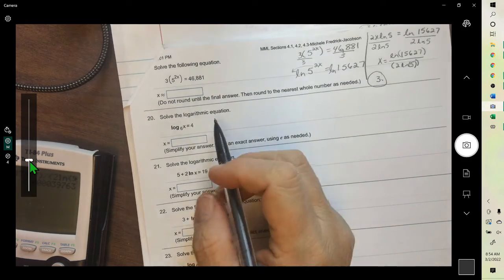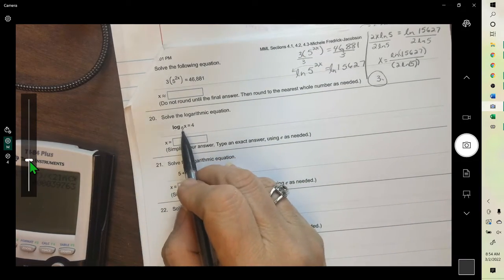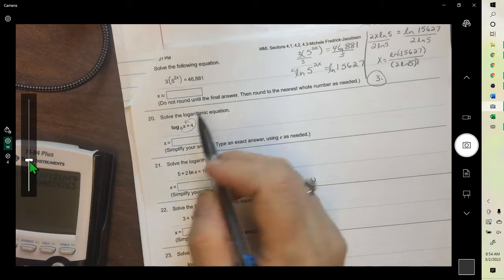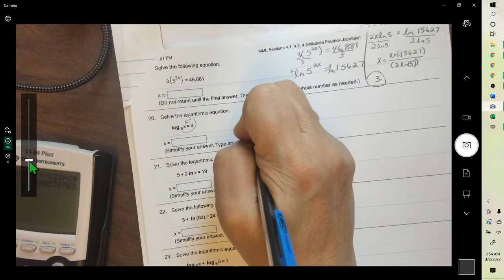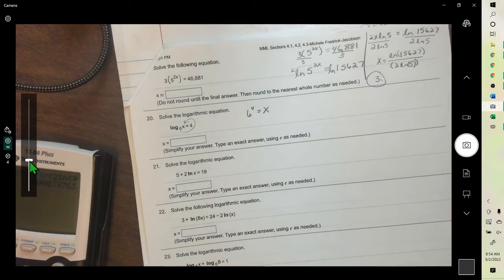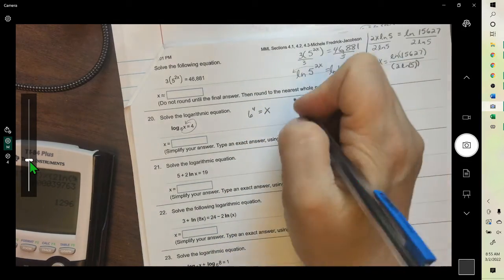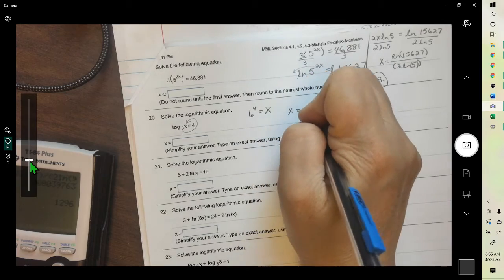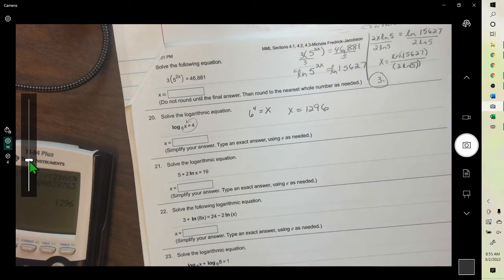Solve the logarithmic equation, rewrite it to get rid of the log. 6 to the 4th equals x, and 6 to the 4th is 1296.